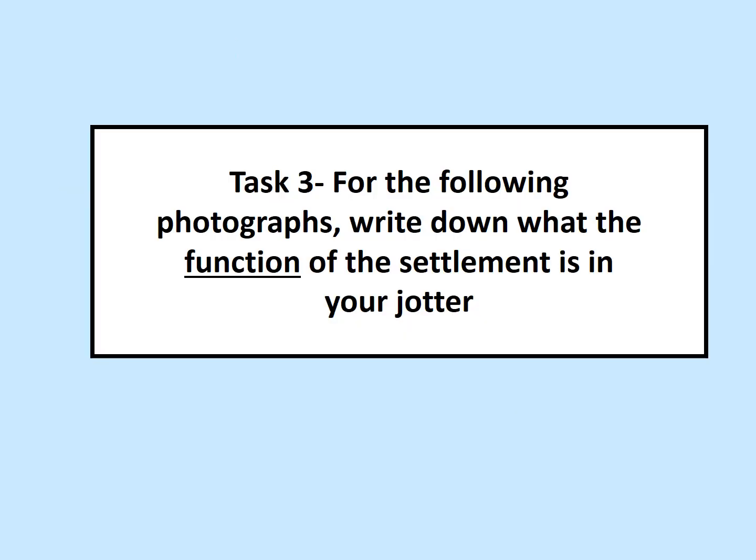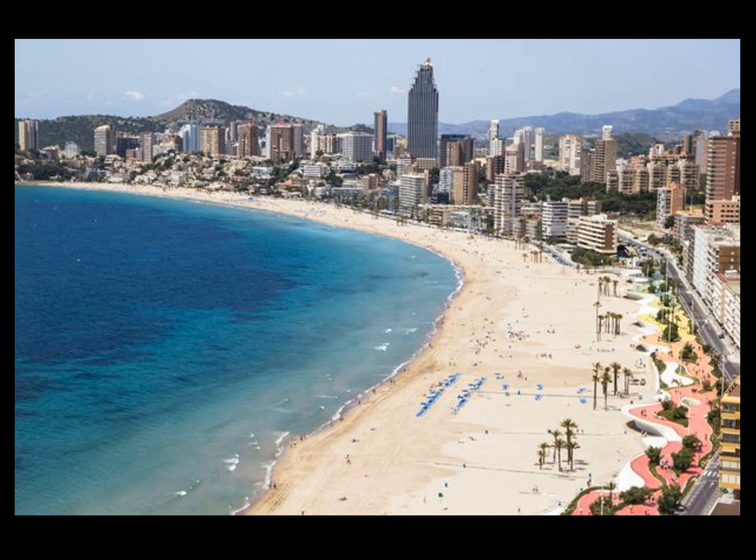So task number 3: for the following photographs, write down what the function of the settlement is in your jotter. Firstly, we have this picture here. What do you think the function of this might be? Well, this is a resort. The reason we could tell it's a resort is that it's actually got the hotels along the beachfront there. So this is a resort.